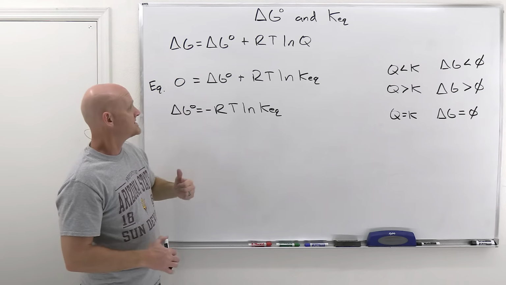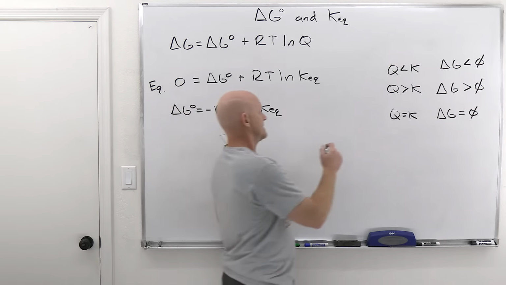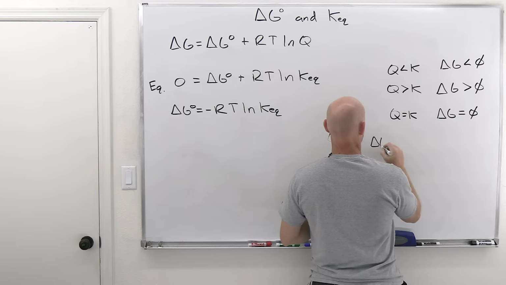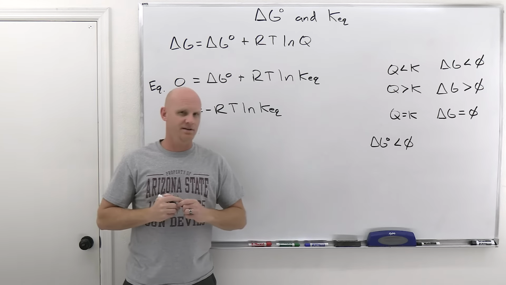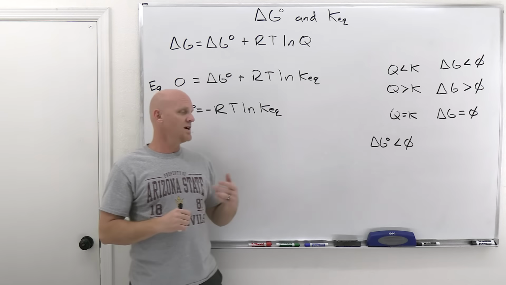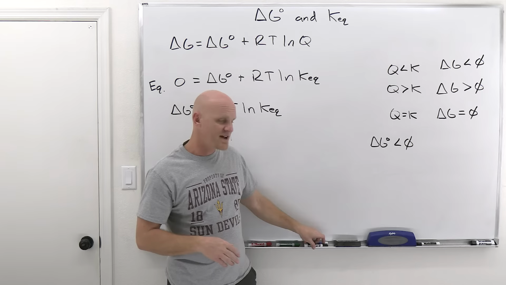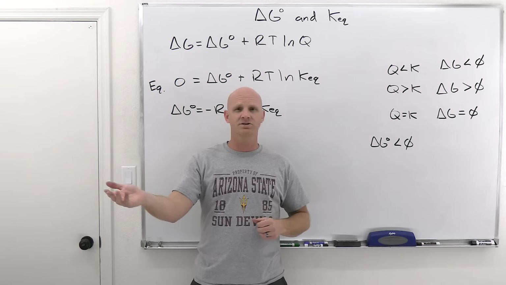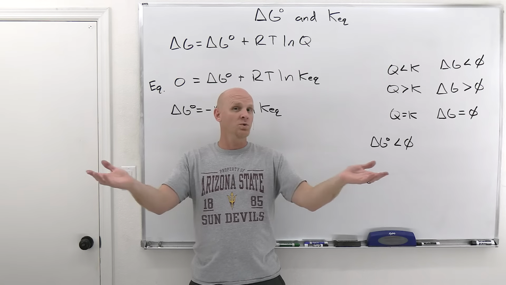All right, one other thing we can take away here is a relationship between delta G standard and the equilibrium constant. So it turns out that if delta G standard is negative, and let's think about what that means for a second. It means that under standard conditions, the reaction is spontaneous. Well, under standard conditions, it means that all reactant concentrations are 1, all product concentrations are 1, and they're all therefore equal to each other.